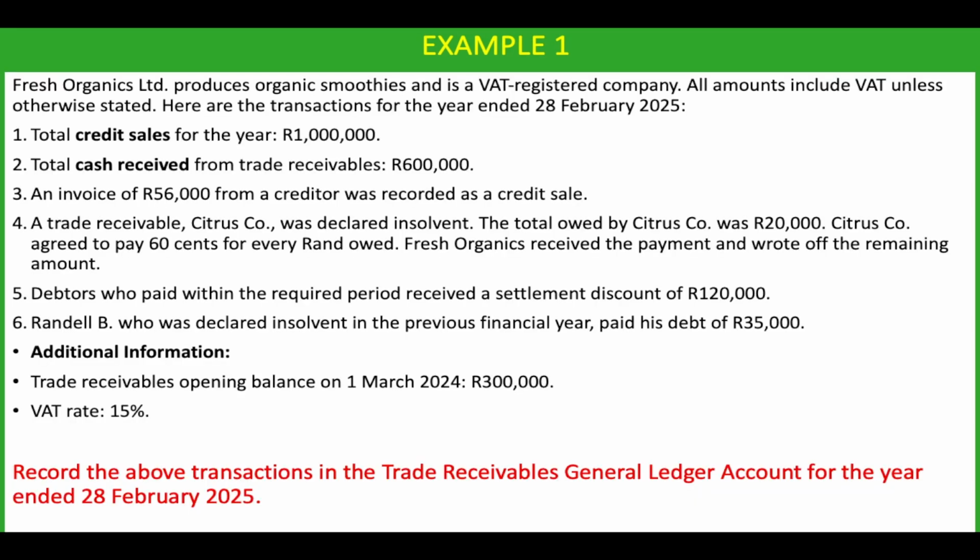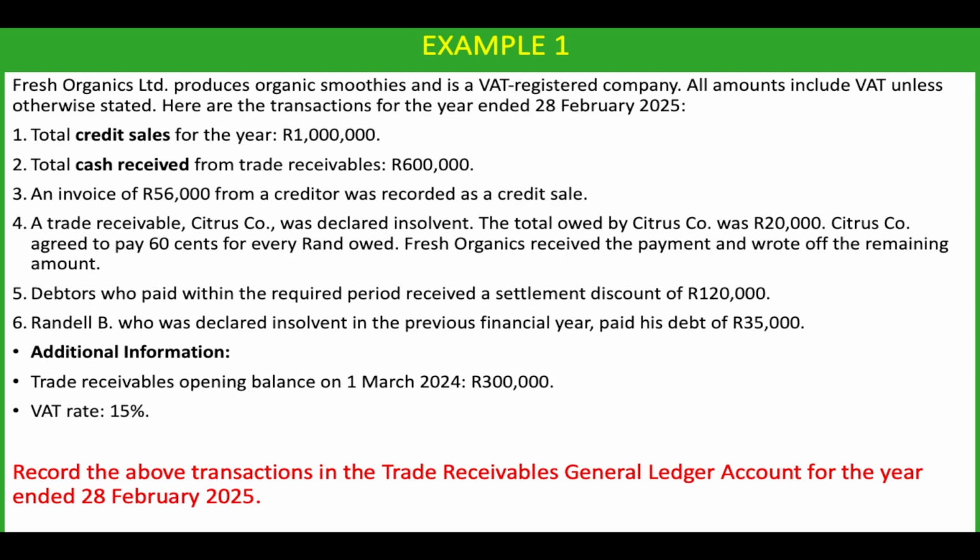So let's go through the information. The first thing you always do when you're doing the T account is to see what was my opening balance. Since we are asked to do the trade receivables general ledger account for the year that ended 28 February 2025, we want to know what was the balance as at the 1st of March 2024, which was the beginning of our financial year. That will be what we call the balance brought down. If you know how to do T accounts for any account really, then you would know that's the first thing that you do, the balance brought down.